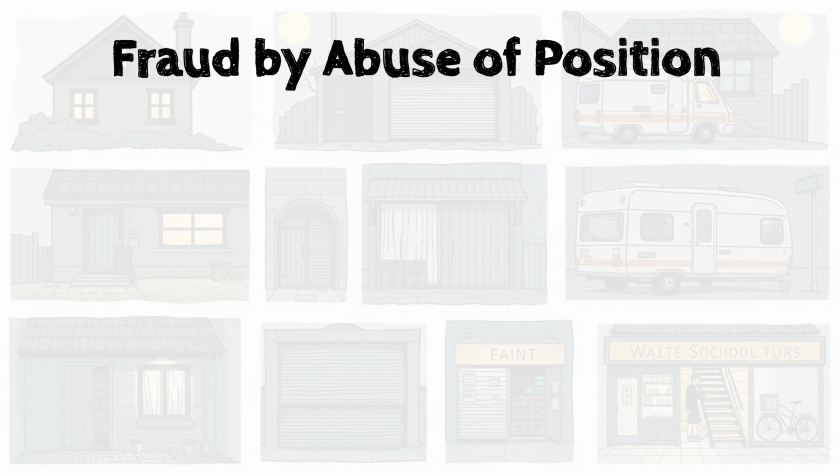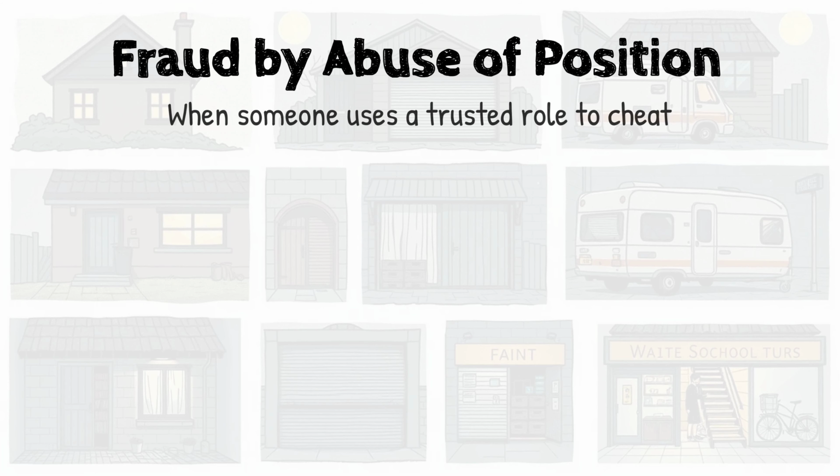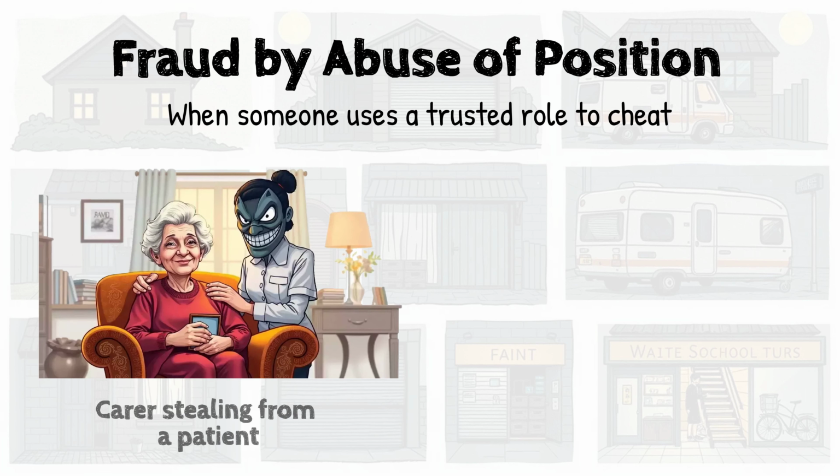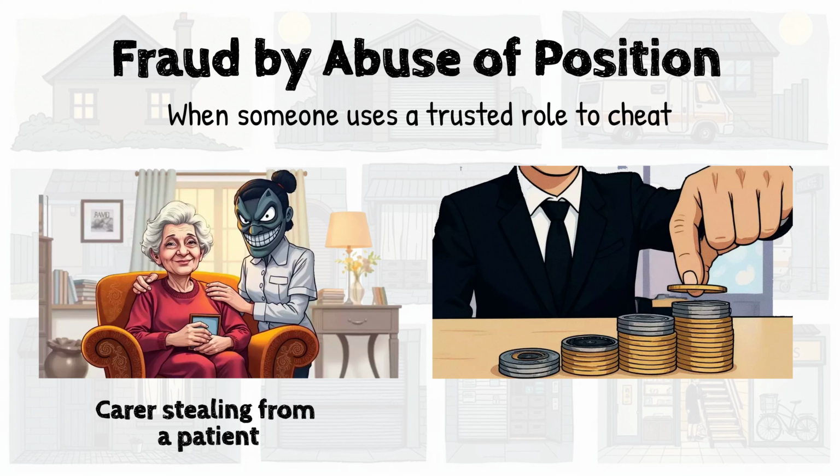Fraud by abuse of position. Fraud by abuse of position happens when someone uses a trusted role to cheat. They're expected to protect another's interests, but instead, they use that position for personal gain. Think of a carer stealing from a patient, a manager moving company funds. It's fraud built on betrayal of trust, when the helper becomes the exploiter.